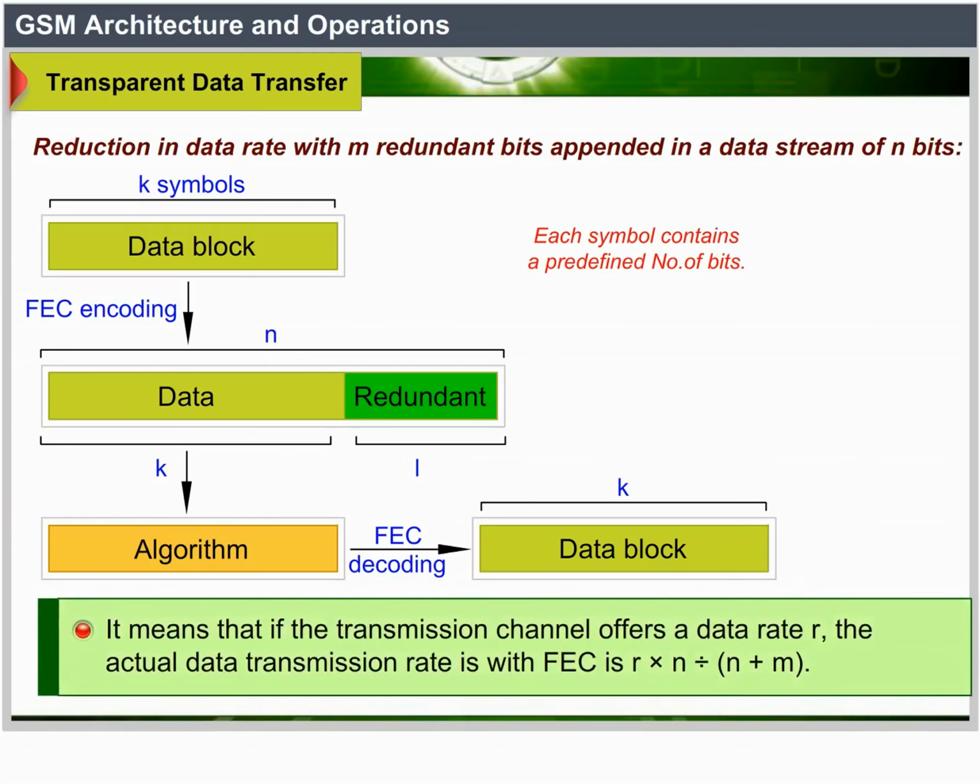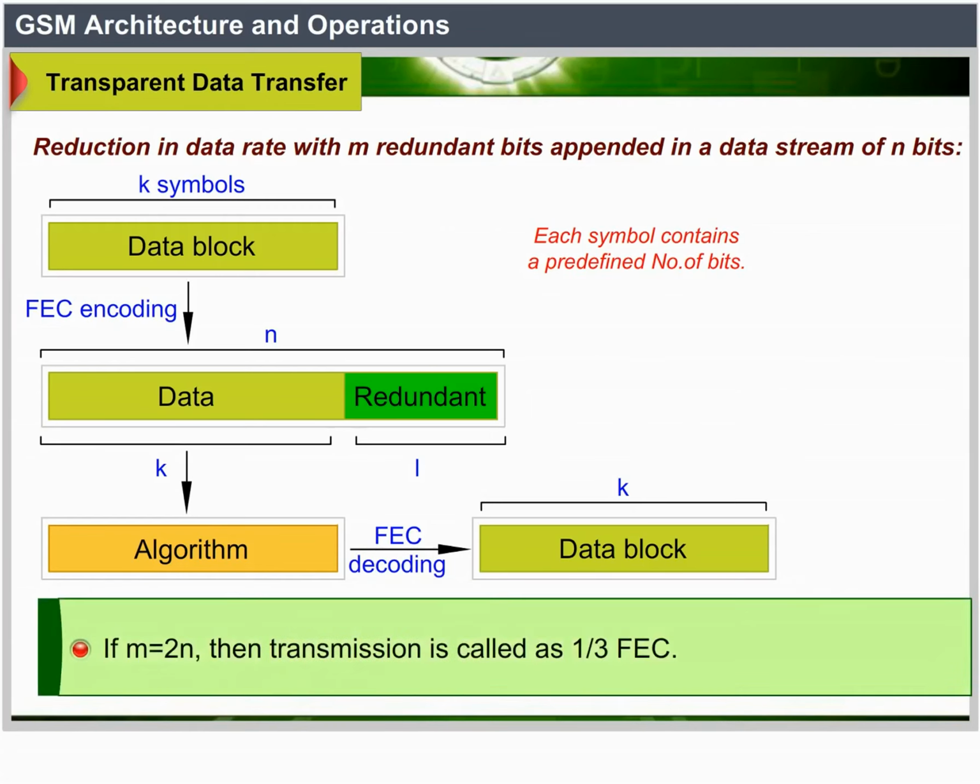This means that if the transmission channel offers a data rate R, then the actual data transmission rate with FEC is R into n divided by n plus m. If m is equal to 2n, then the transmission is called 1 by 3 FEC.